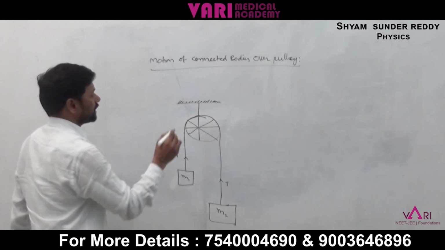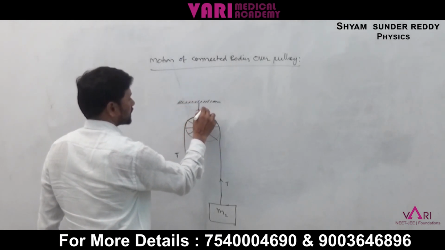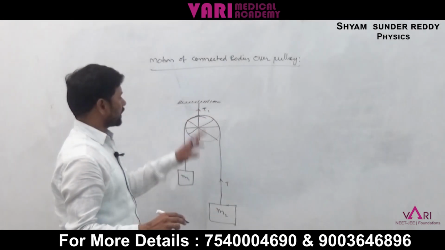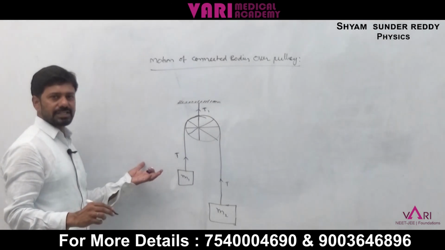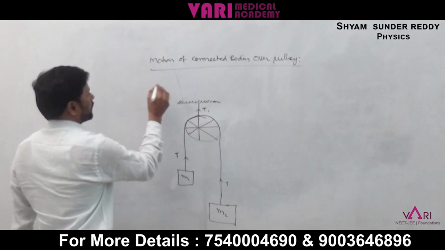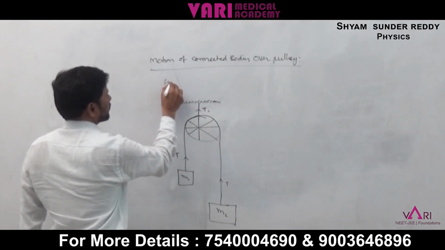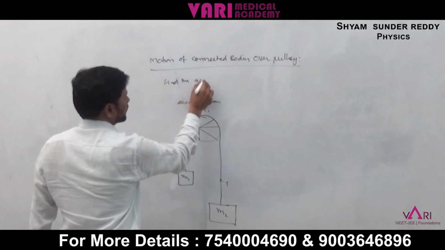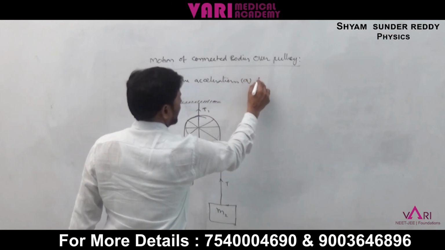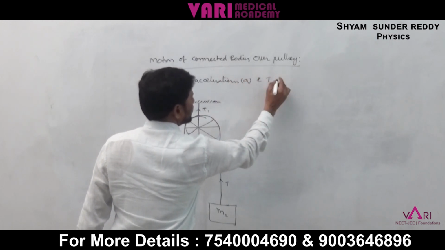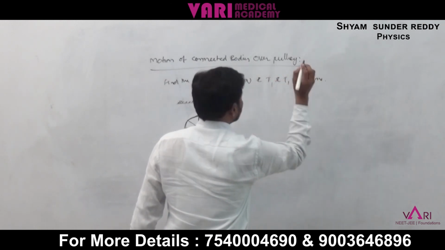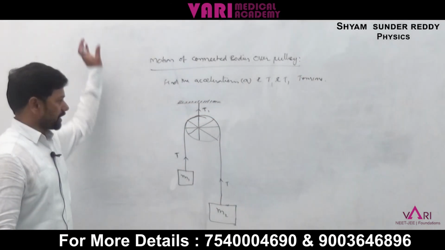Here we need to find T1 tension, because the strings are different, so the tension is also different. If the string changes, the tension will change. This is the problem: find the acceleration a and the tensions T and T1.